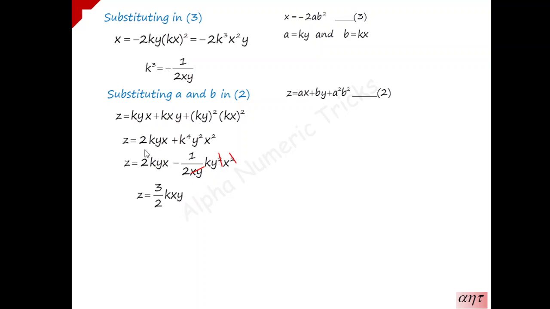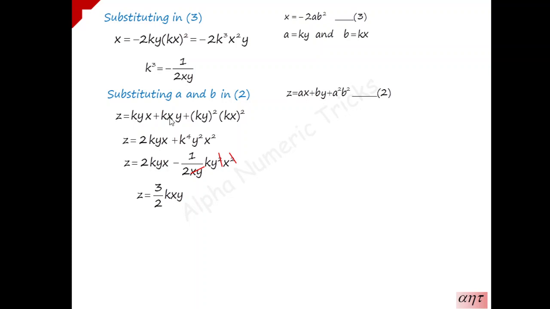Taking LCM for this, 2 into 2 is multiplied here, so 4kxy minus kxy divided by 2, that is 4 minus 1, you have a 3, so 3 by 2 into this kxy, and here the constant k is present.